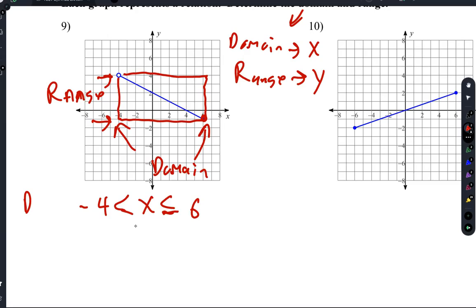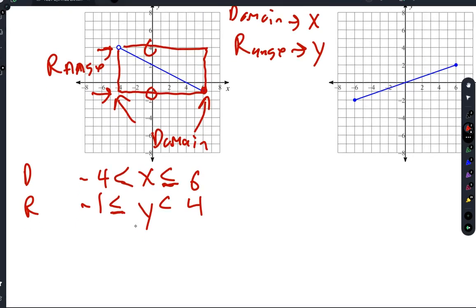Sorry about that. Now then, my range goes from bottom to top. So it's going to start at -1 and go to 4. So I'm going to go -1 less than y less than 4. The -1 is a closed dot, so it gets an equal bar. The 4 is an open dot, so it doesn't. So this is my domain and range.